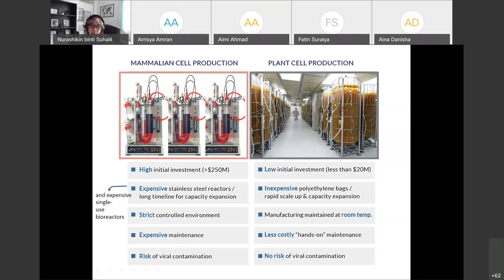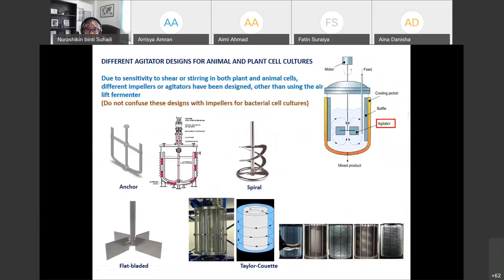So for mammalian cell production, a system using single-use is indeed expensive. For plant cells, it's less expensive in general. Mammalian cell production is very prone to viral contamination, because animal cells involve a complex process. There are sometimes many viruses that may be produced throughout the process. So that's why it's very risky in terms of contamination for mammalian cells compared to plant cells. Okay, so that is the comparison between both cultures.